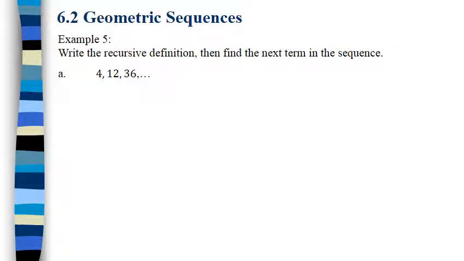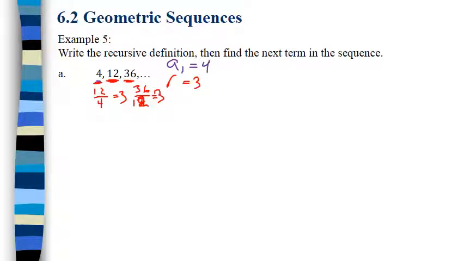Okay, so let's write the recursive definition and find the next term in the sequence. So finding the first term is fairly easy, especially here when it's listed out for you. So the first term here, a sub 1, equals 4. Finding the common ratio, a little bit more work, but just as simple. So we're going to take the second term and divide it by the first term. So 12 divided by 4 is 3. And to check to make sure this is a geometric sequence, we can do 36 divided by 12, and we better get the same thing. And 36 divided by 12, in fact we do get 3. So that means our common ratio is 3.